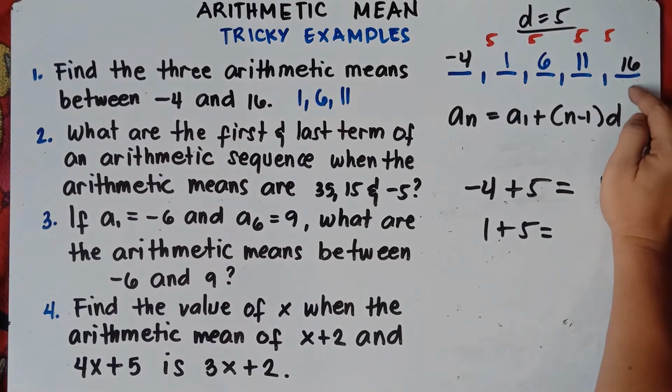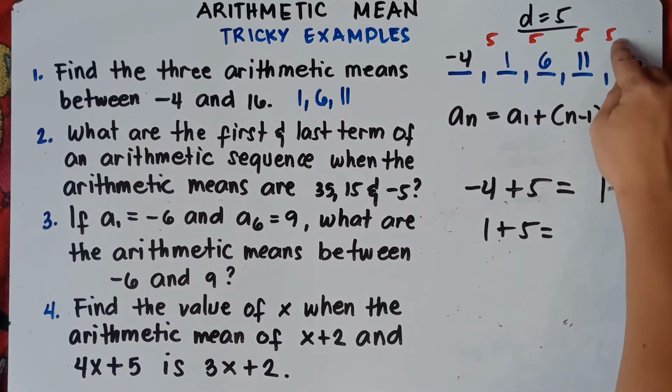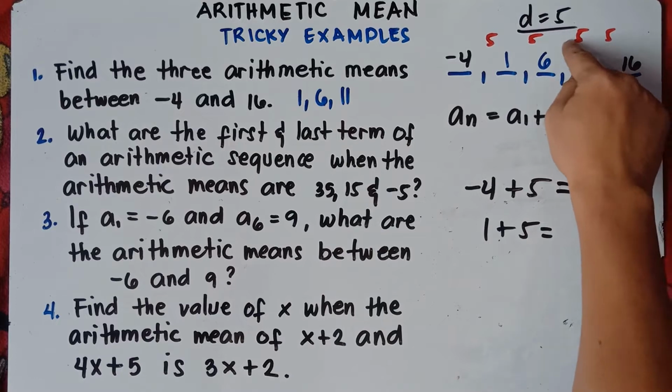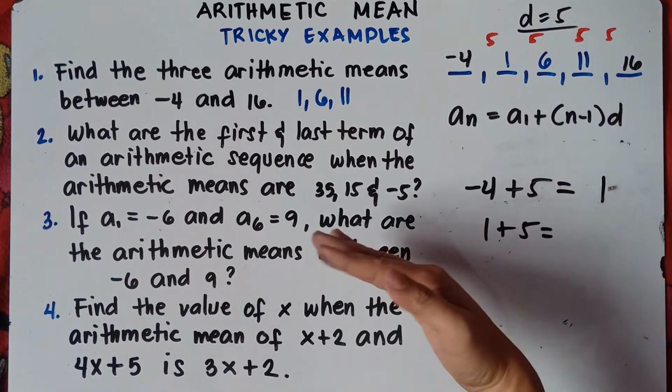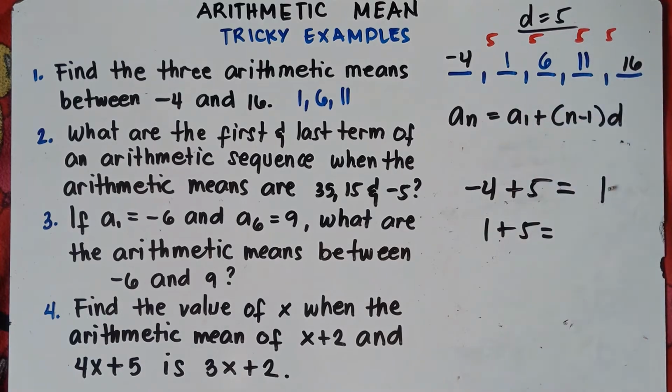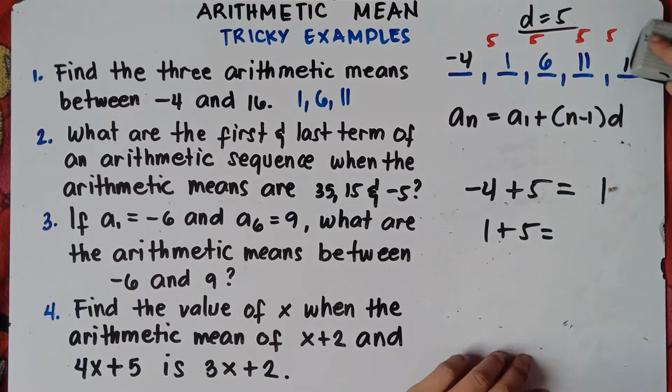Even if we check, class, going to the left: 16 minus the common difference, that's 11. 11 minus 5, that's 6. 6 minus 5, that's 1. Going to the right, you add. Going to the left, you subtract the common difference. Alright, so that's the answer for number 1. Let's try number 2, class.